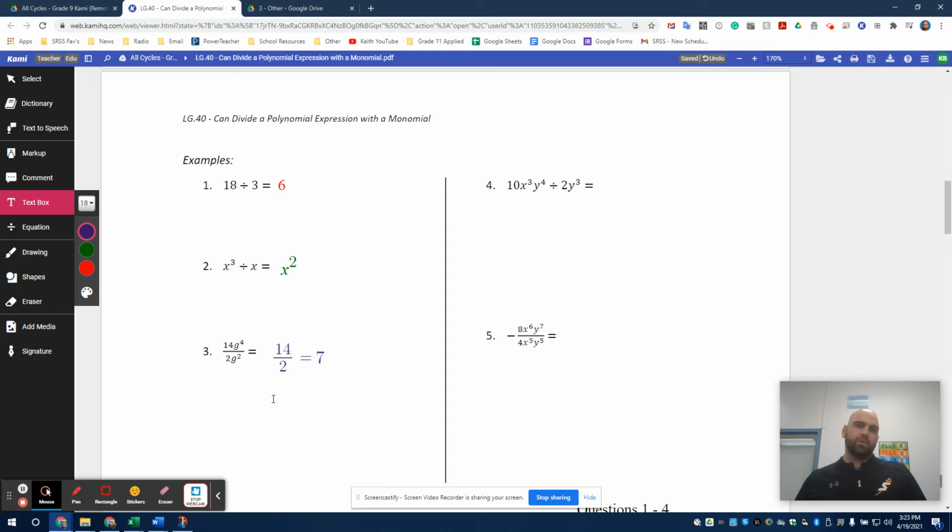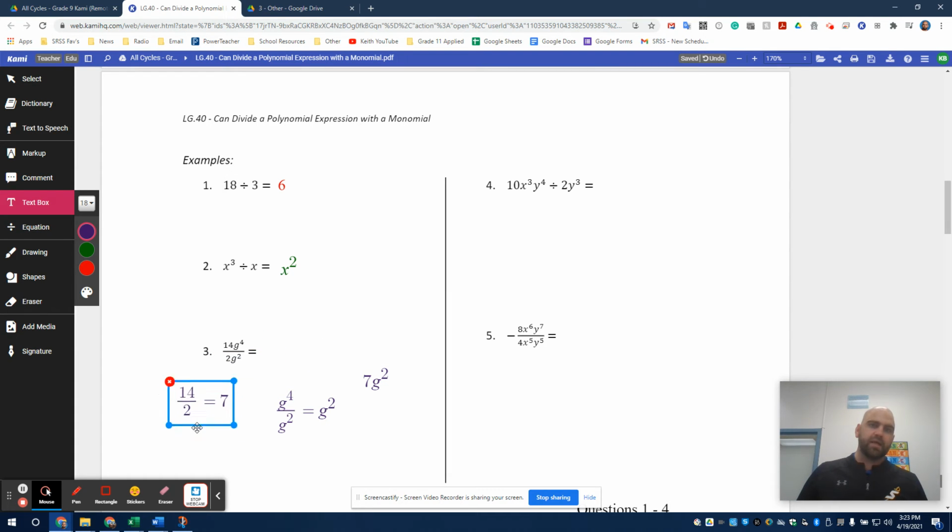The next statement that we're going to do is our variables, and we have g to the fourth over g squared. Again, it's a division statement with the same base, so we take the top exponent and subtract the bottom one. 4 minus 2 is 2. So now we have our coefficient and our variables, and all we're going to do is put them together and we get 7g squared as our answer. Okay, 7g squared is our answer.